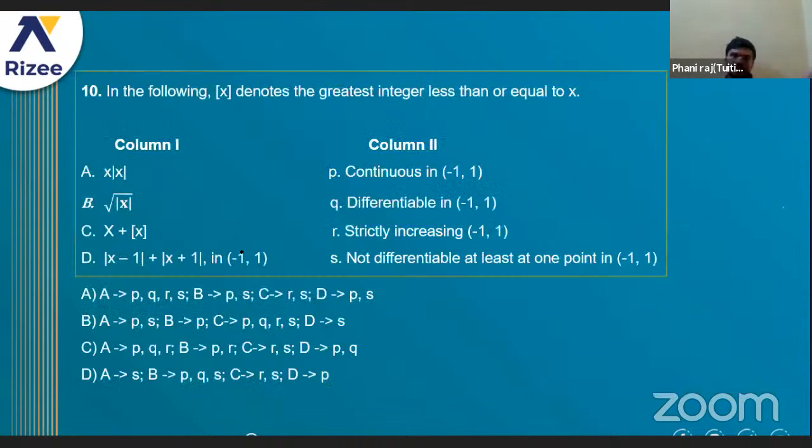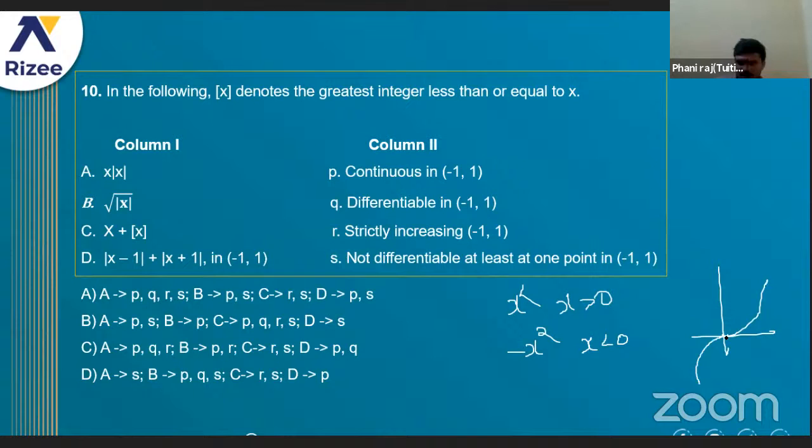Okay. Now comes the 10th one. Continuity and differentiability is what they are asking. So firstly, x mod x. That means it is x square for x greater than 0, and minus x square for x less than 0. So obviously, how will the graph look like? Something like this. It's continuous, it's differentiable, and it's also strictly increasing because you see from -1 to 1, it's increasing, right? So obviously A would be PQR. So this is the option.